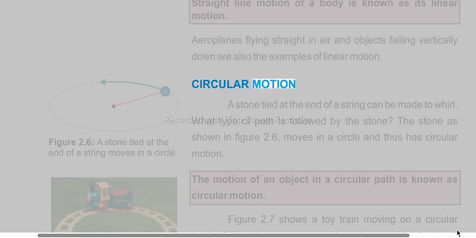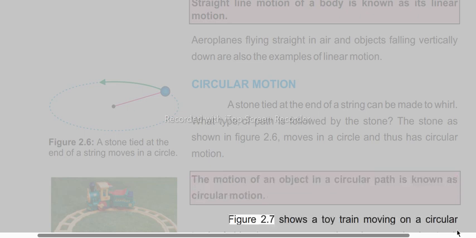Circular motion. A stone tied at the end of a string can be made to whirl. What type of path is followed by the stone? The stone, as shown in Figure 2.6, moves in a circle and thus has circular motion. The motion of an object in a circular path is known as circular motion.